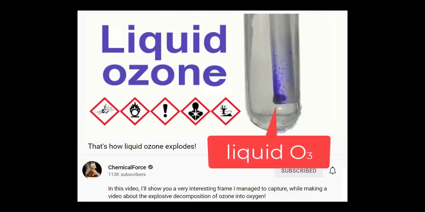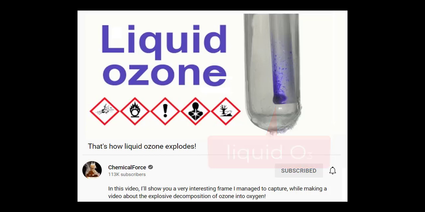Let's take a neat break and watch ChemForce apply some activation energy to liquid ozone to have it explode and release those photons. So take it, ChemForce.